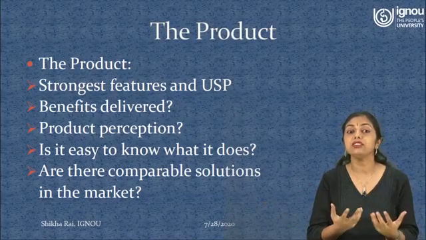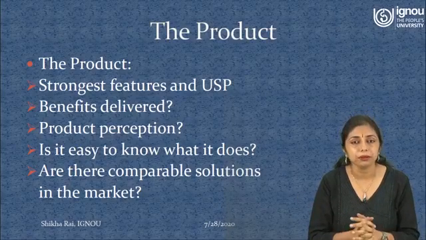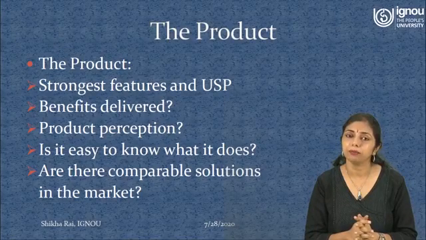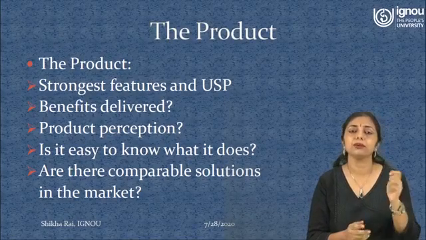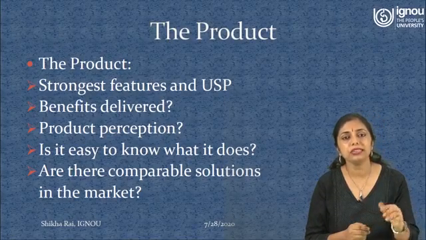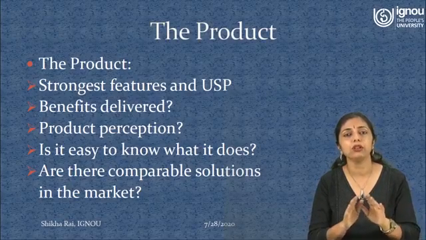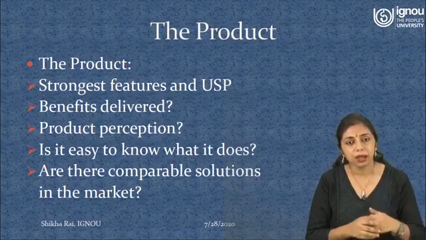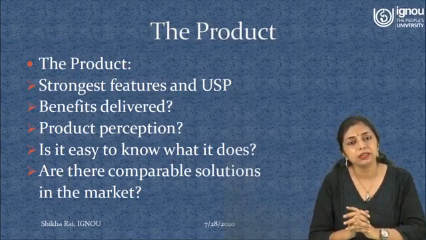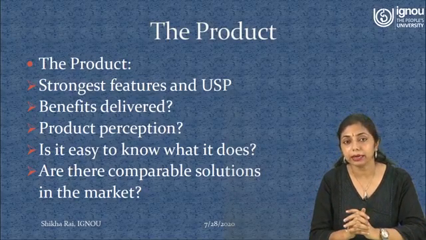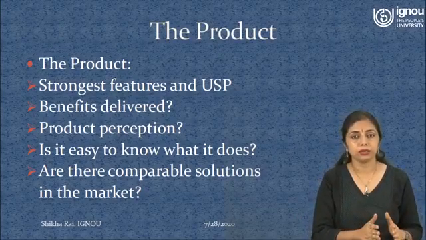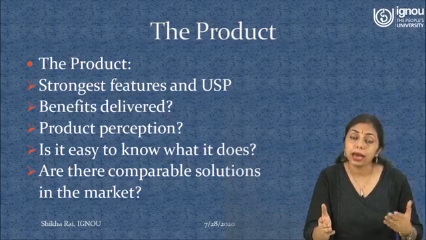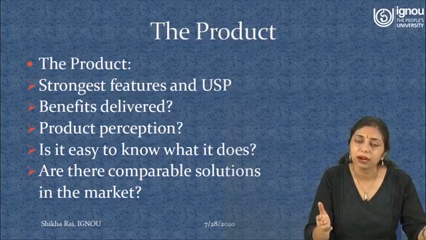So is it easy to know what your product is doing for the people? Also, are there comparable solutions in the market? Say for example, there is a brand which produces CC cream, which helps you take away all the spots that are visible on your skin, on your face. What are the other comparable companies, other comparable products that are there in the market? Can they beat your product? You need to have a thorough understanding of the product and the competition products that are available in the market.